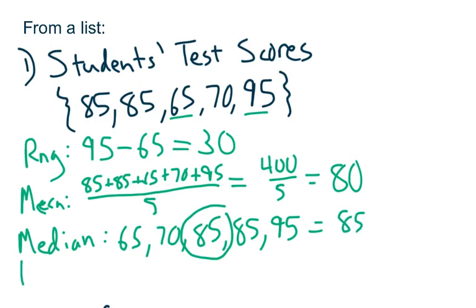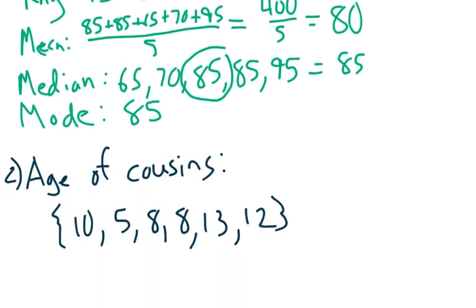Finally, mode is just the one that shows up the most. And so 85 appears the most, therefore 85 is also our mode. So that's one example, but now let's do one that's a little bit different.